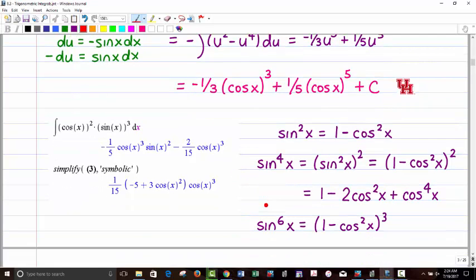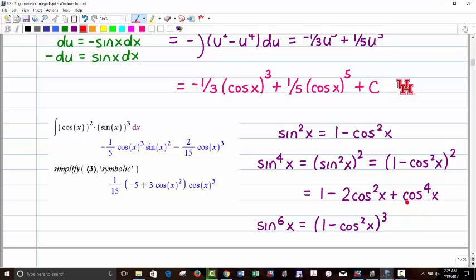Now, one thing to keep in mind is that if you have higher powers here, this is true also for cosine squared being 1 minus sine squared. If you have a fourth power, you would have to write it as sine squared squared, which becomes 1 minus cos squared squared, which you need to be careful with, because this is Cal 2. You should know how to square a binomial by now. You don't just square the first two terms, FOIL it out. You'll have 1 minus 2 cos squared plus cosine to the fourth.